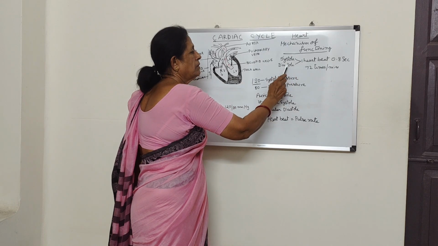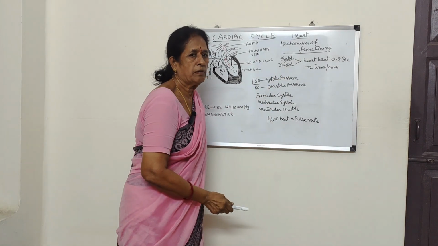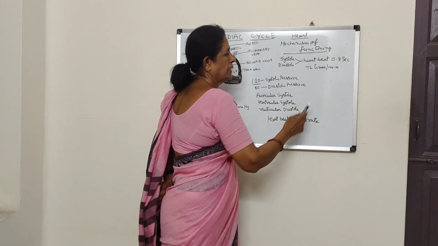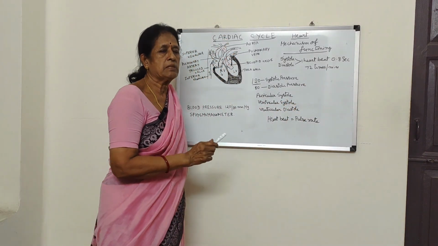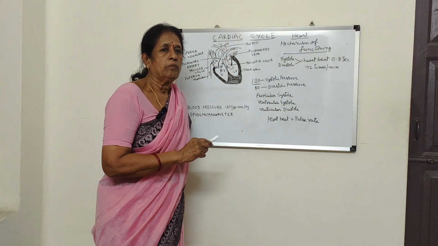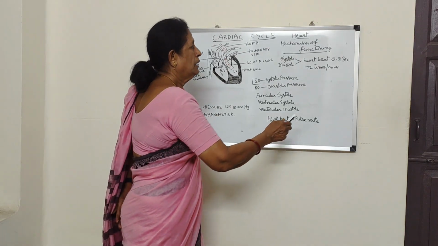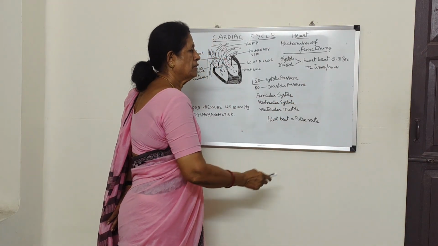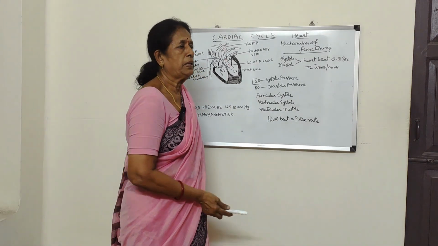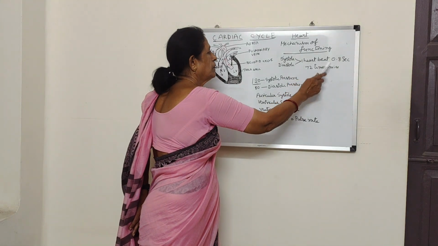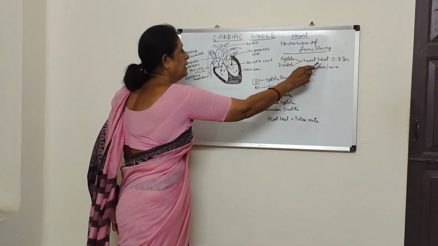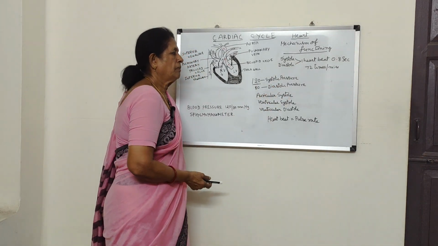One systole and one diastole make one heartbeat. One heartbeat takes 0.8 seconds. In a normal healthy human being, the heart beats about 70 to 72 times per minute. That is the normal rate of heartbeat.